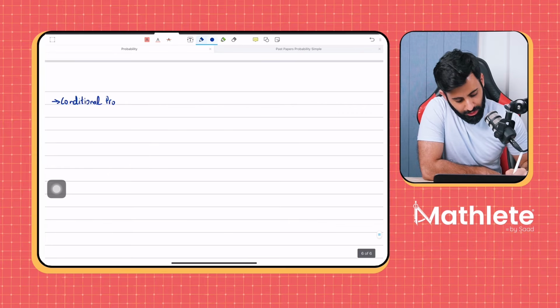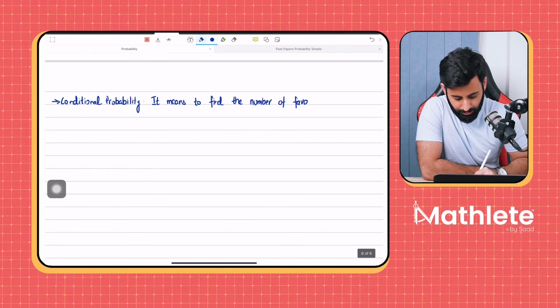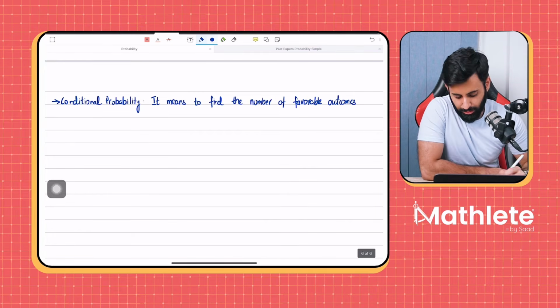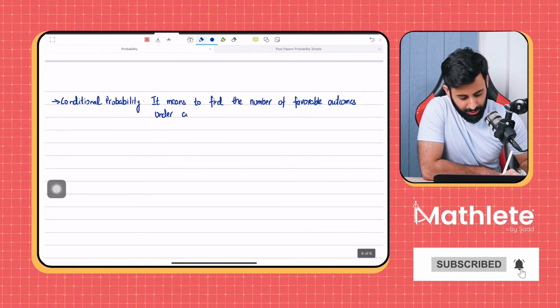So, conditional probability. By definition, this is what it is. It means to find the number of favorable outcomes under a specific condition.